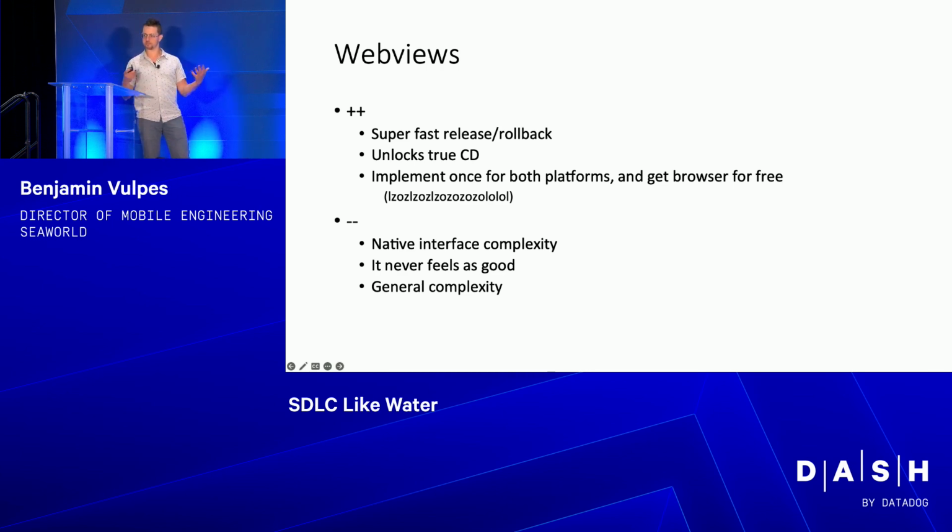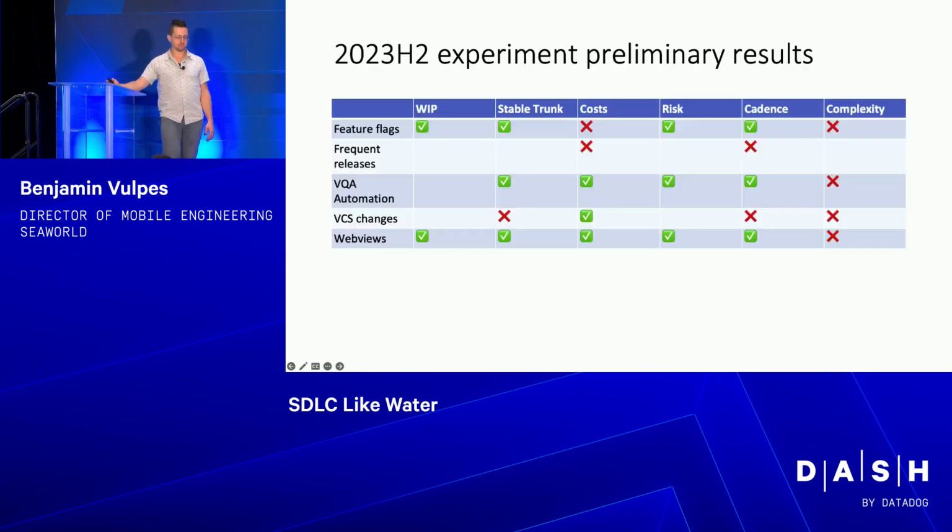Trade-offs. We're all engineers, we all understand that nothing comes for free. And complexity here is the trade-off of Webviews. Preliminary results, it's just a table. You can get the slides later if you want. Feature flags are expensive in terms of complexity. They have costs. Frequent releases, there's not a lot of upside to it other than the business process stability. Version control changes. VQA automation is really going to be the big win for us, along with Webviews. So that's where we're really going to see the best wins. Webviews have already delivered some returns, but VQA automation is the other place that we should.